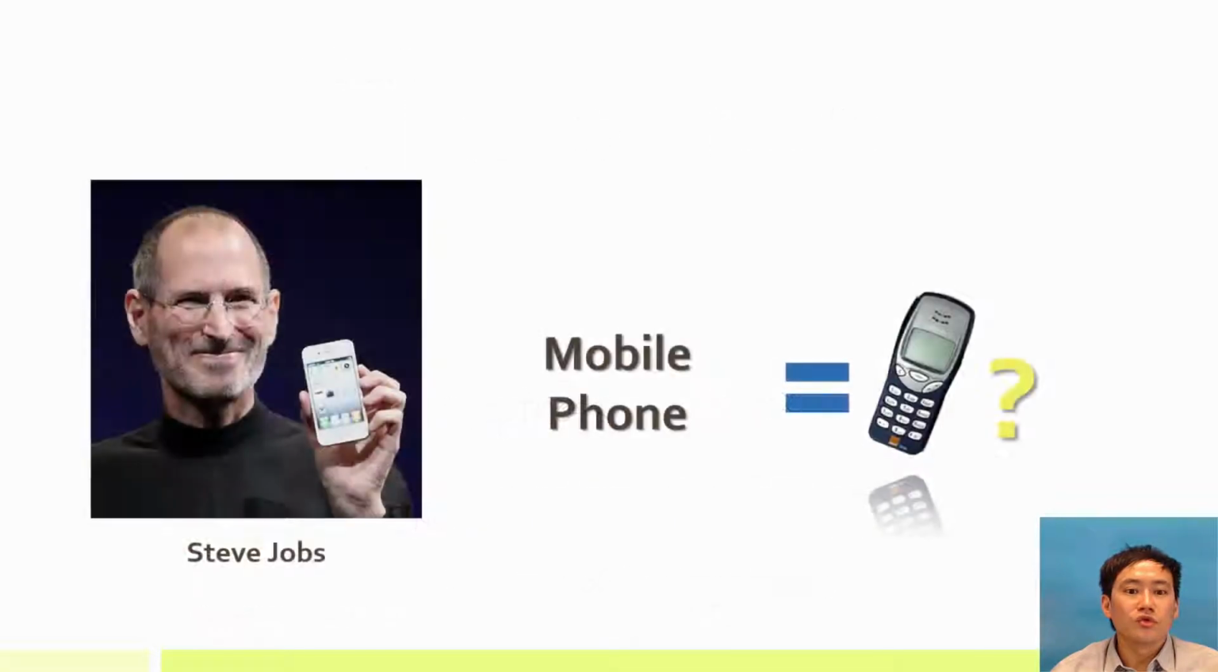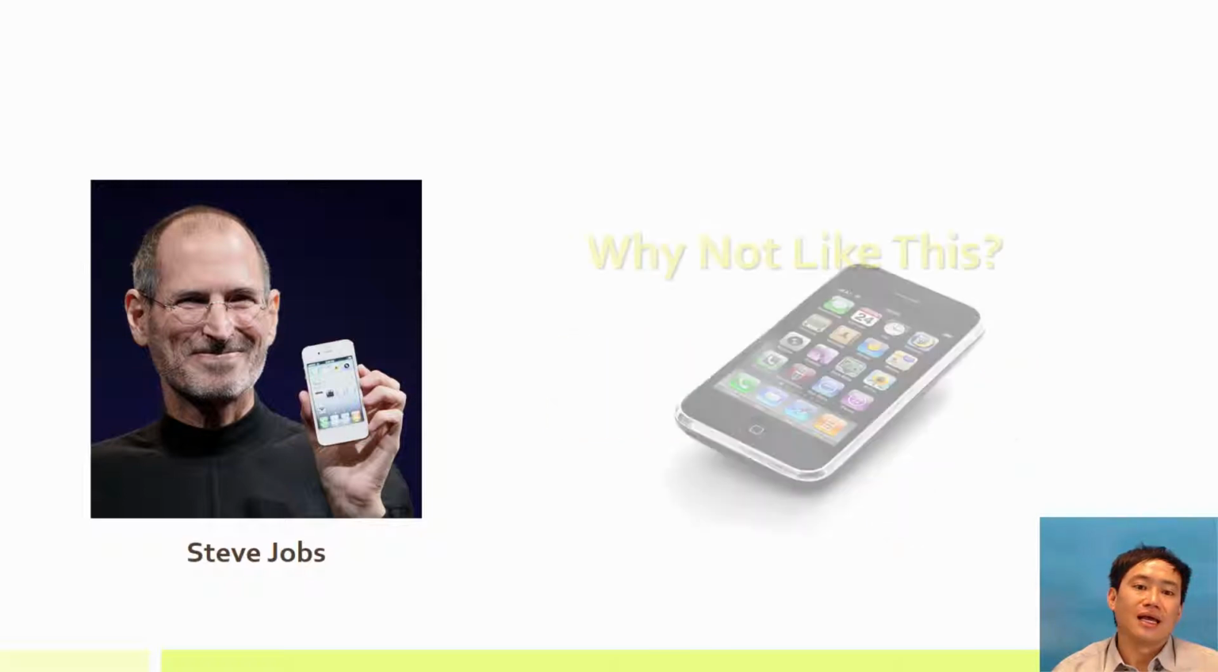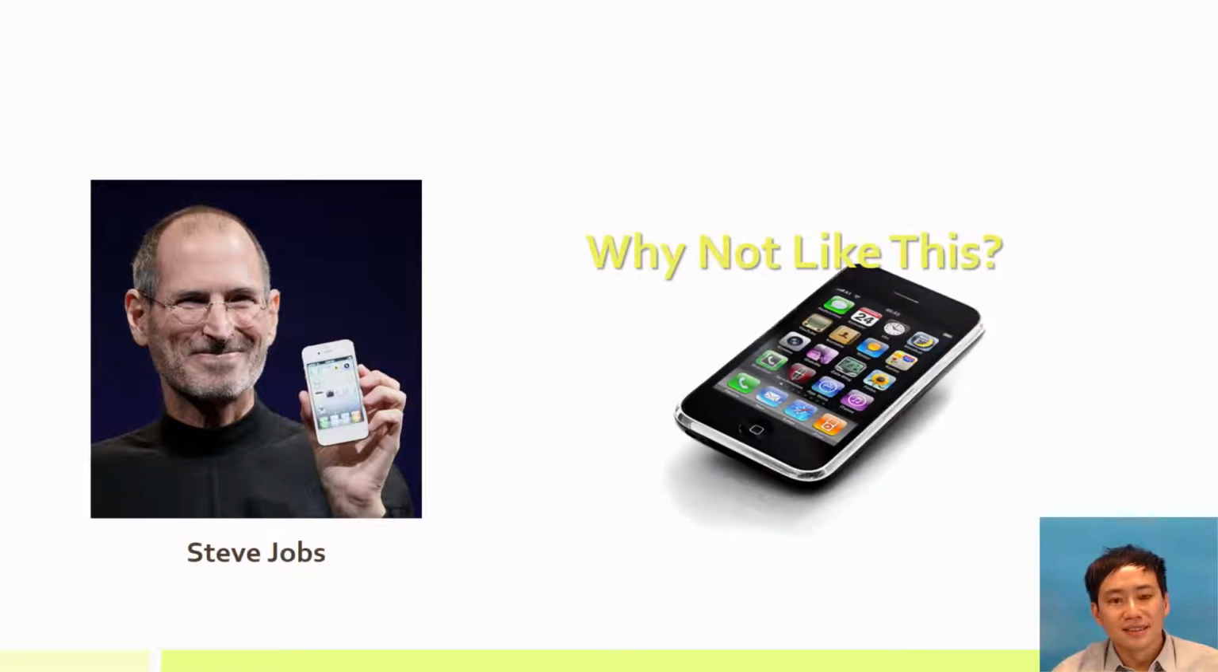The end story of the mobile phone is that we have someone called Steve Jobs who stood up and argued why a mobile phone has to be like this, and why not like this. And this is how we change the world. This is how we come up with a good solution.